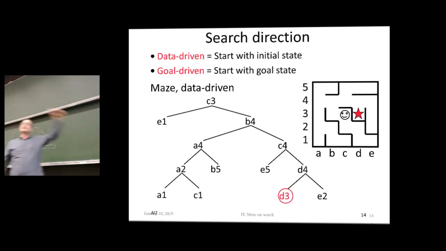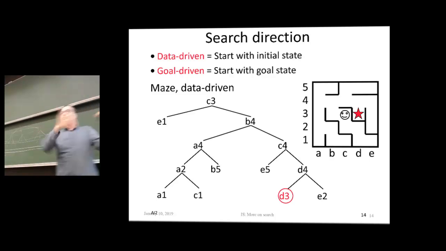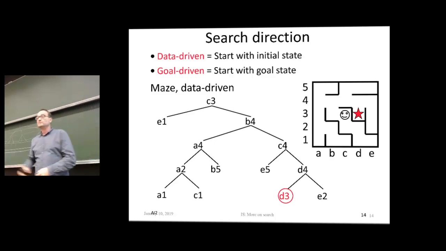There's one other thing that I want to mention, and that is the question of how you represent your state space, and how you do the search. There are two ways of searching, basically, and they are called data-driven and goal-driven. Basically, I always said you start with the initial state, the starting position, but you can also start with the goal state if you want.